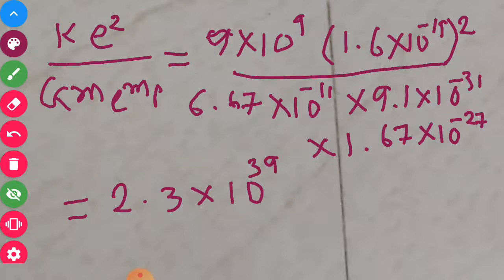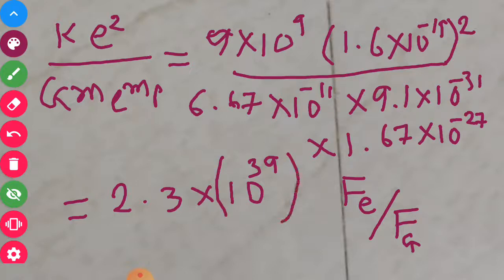So this ratio signifies the electrostatic force to the gravitational force. This is the ratio of electrostatic force to the gravitational force. Try to understand, this ratio is 2.3 into 10 to the power 39 times more. So we can say the electrostatic force is 2.3 into 10 to the power 39 times more than the gravitational force. Okay, thank you.